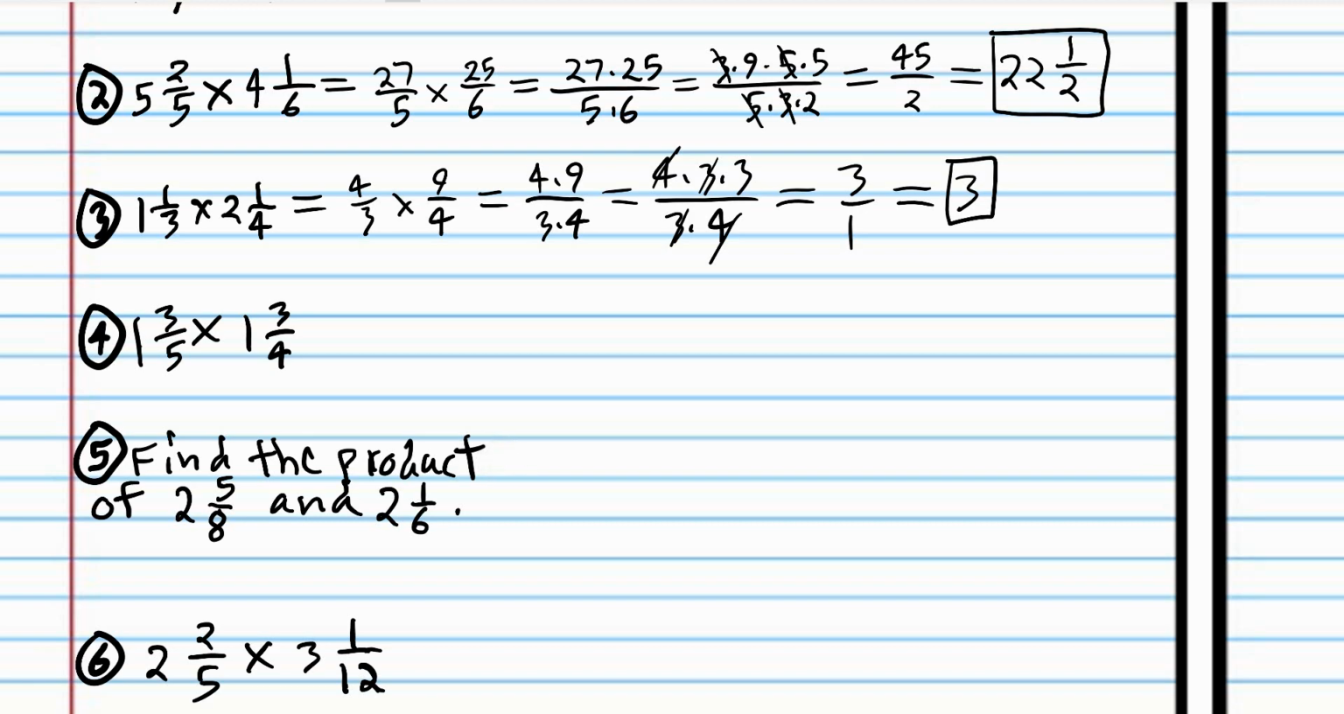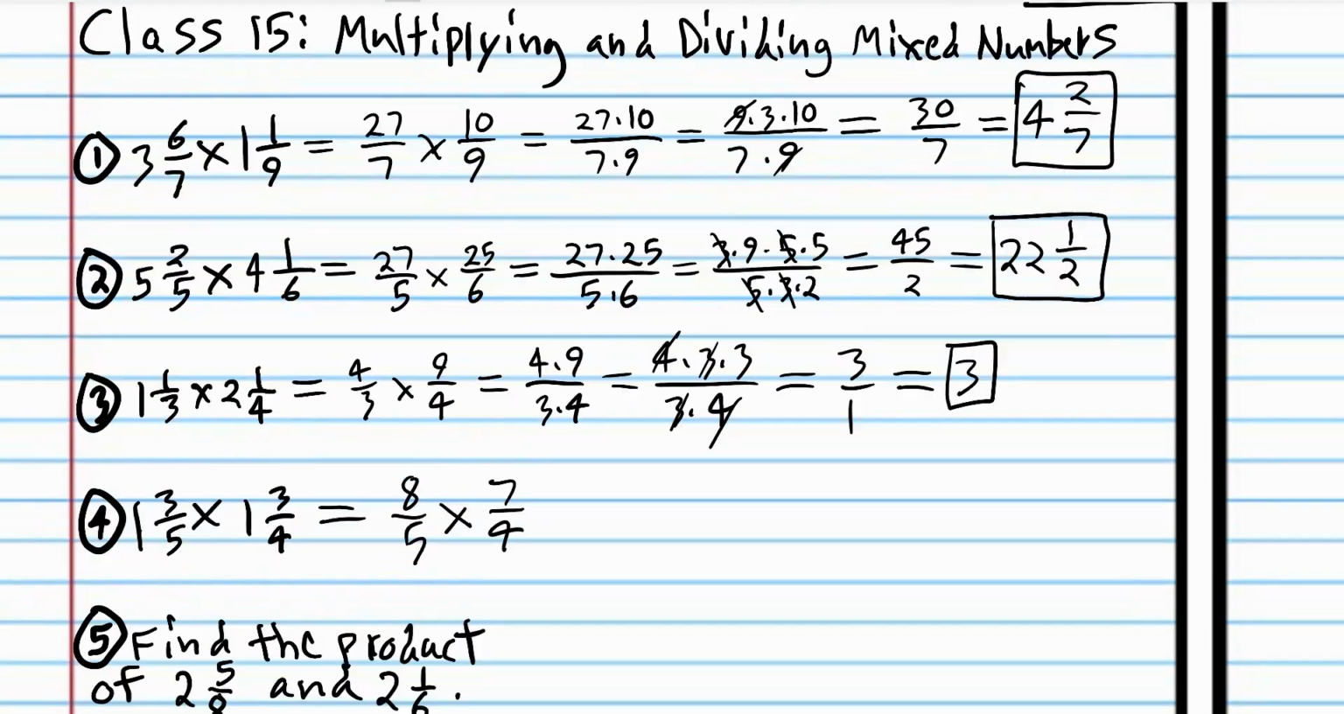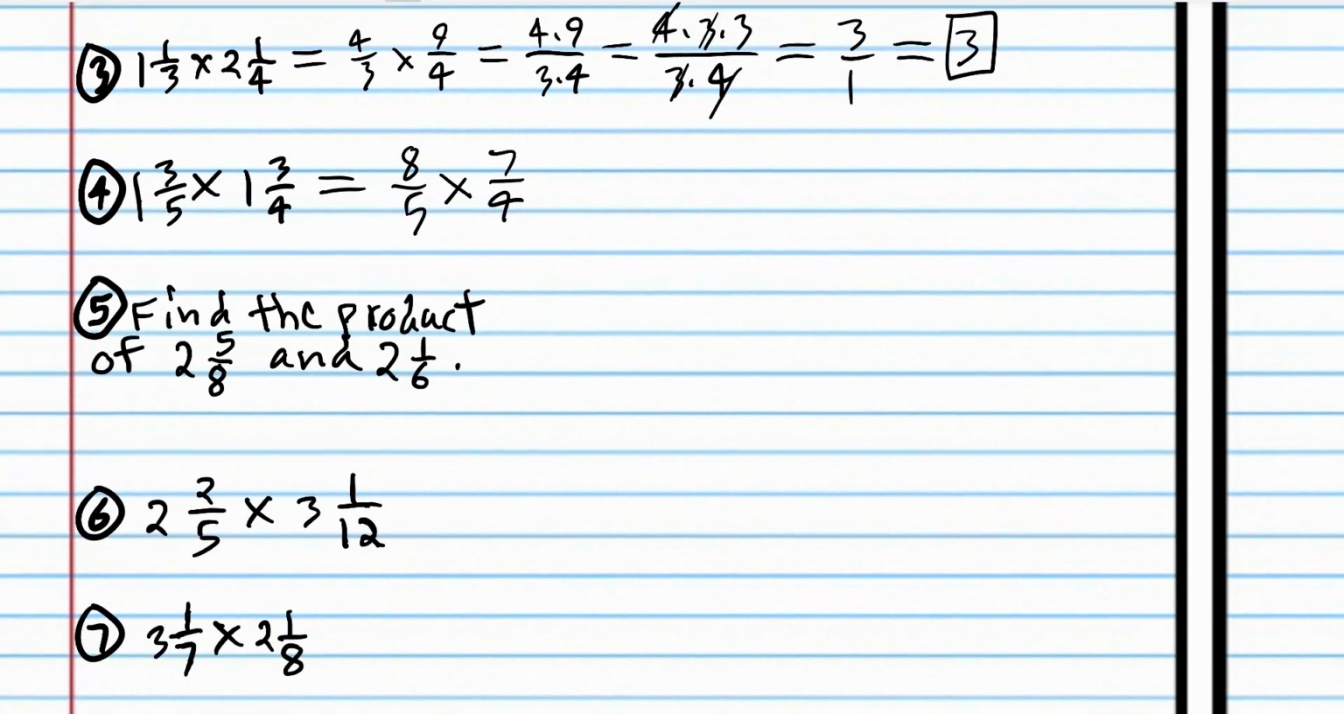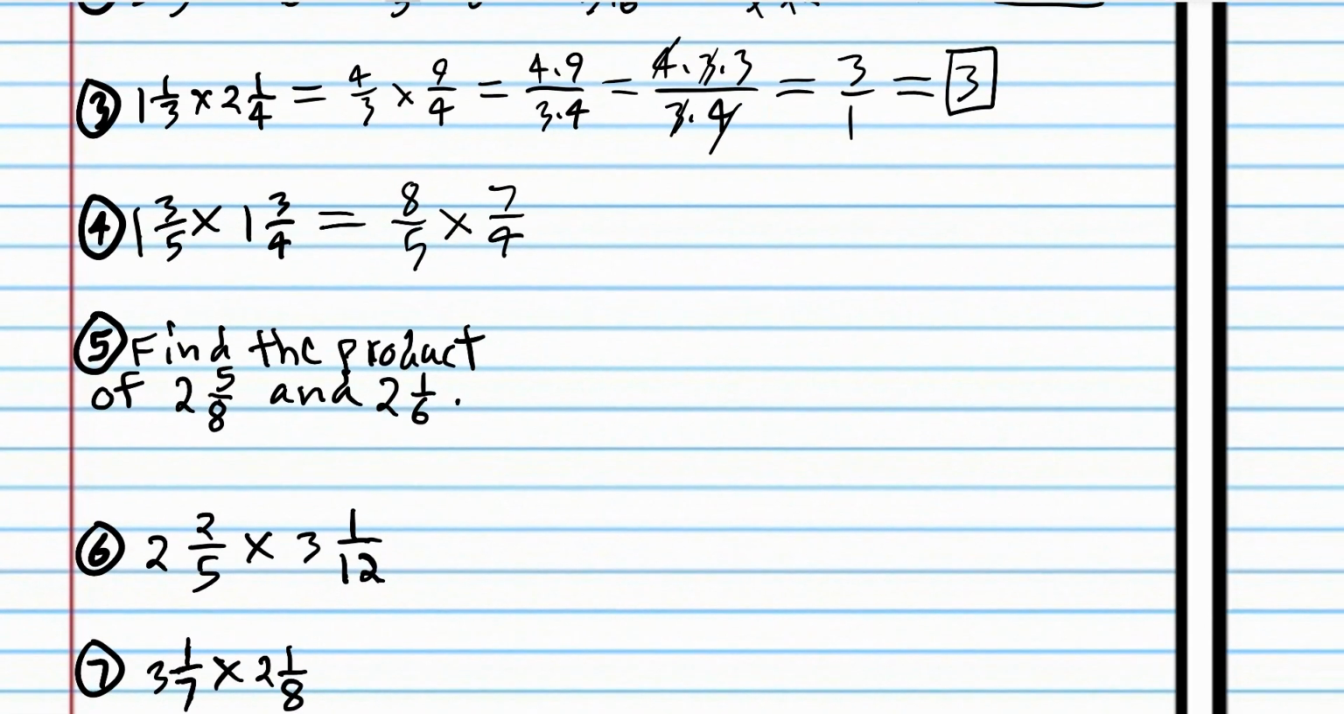All right, we're back. 1 3/5 becomes 8/5. 1 3/4 becomes 7/4. Now, if you're having trouble converting these to improper fractions, just go back to whatever the class was before this, class 14. That's where we learned how to do that. I don't want to keep going over the same thing over and over again, because I don't want to bore the students that actually remember this. And again, if you don't remember this, it's probably because you didn't do the homework. So go back and do the homework.